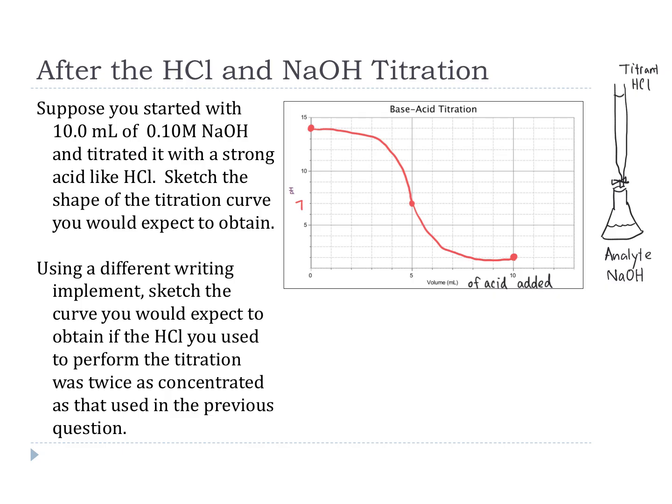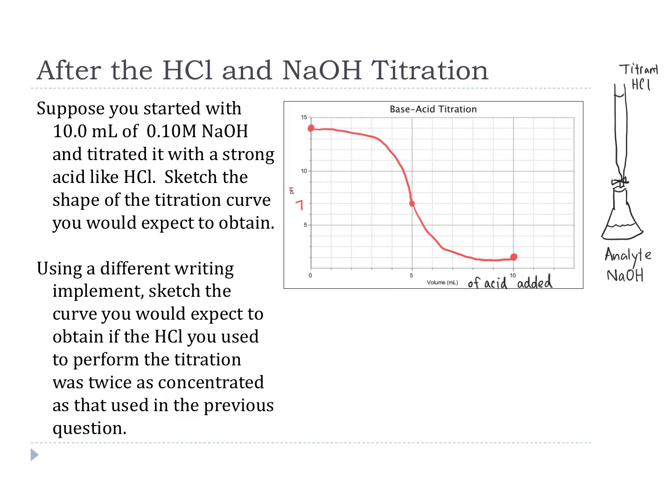Now we're going to think about how would this graph look different if the hydrochloric acid I used was twice as concentrated as the previous question. So think about what that means. We're now adding acid that for every milliliter that we have, we get twice as many moles of acid. So in our original sketch here, I just picked an arbitrary amount, but I said, say we use 5 milliliters of acid. Now the acid we're using gives twice as many moles per milliliter or per liter.